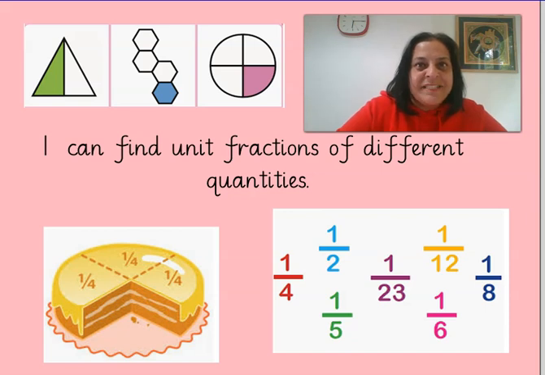Hello there. In today's lesson, we're going to revise how to find a unit fraction of a quantity. So the word unit means one, or it means single. So we are going to find a single fraction of a quantity. For example, we might find 1/5 of 25, or we might find 1/6 of a bag of 36 sweets, or we could find 1/8 of a group of 64 children sitting inside the school hall.